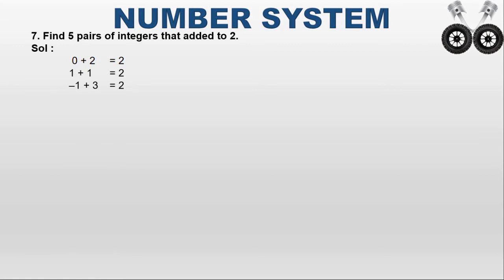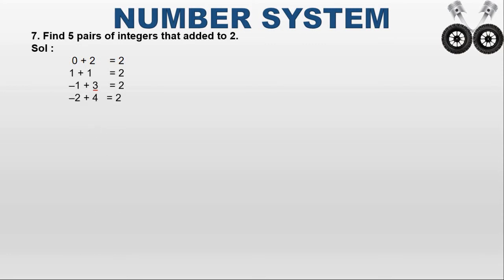What is the third example? Minus 1 plus 3 equals. So here the two integers are having different signs. That means you have to subtract. 3 minus 1 equals 2. So what is the biggest number here? 3. The 3 has the positive sign. So you have to write plus 2.